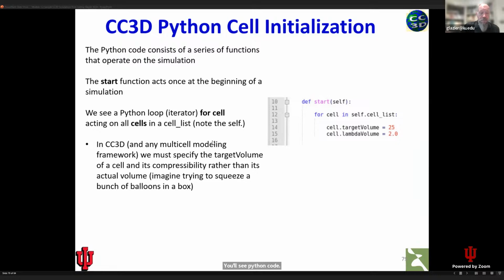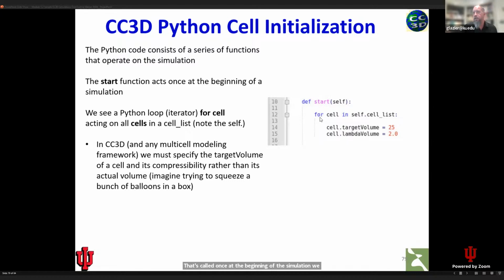Python code will have multiple subcomponents in it, which are functions. If you were on the classes yesterday, we had a class on classes. Python steppables are classes. You really don't need to worry about what a class is at the moment. There will be something called a start function. That's called once at the beginning of the simulation. We use that to initialize things.